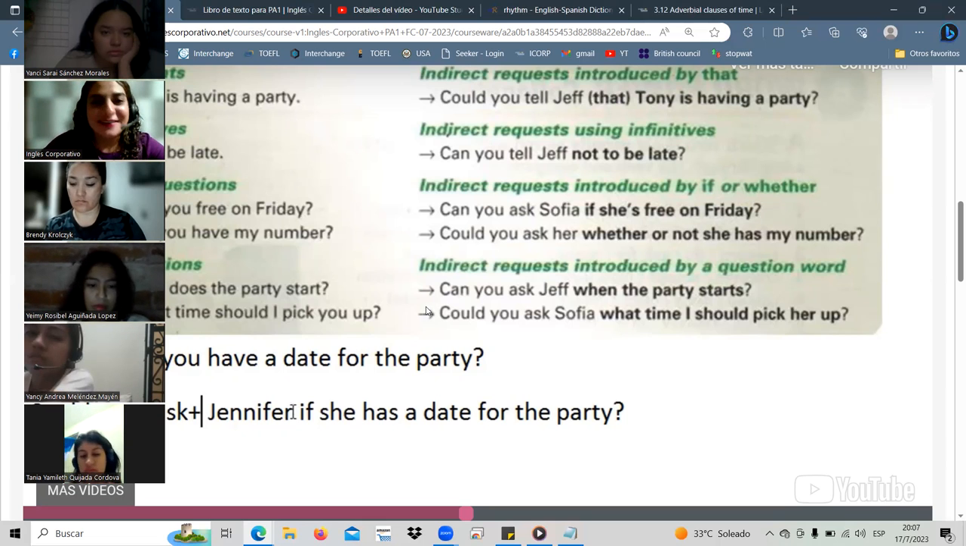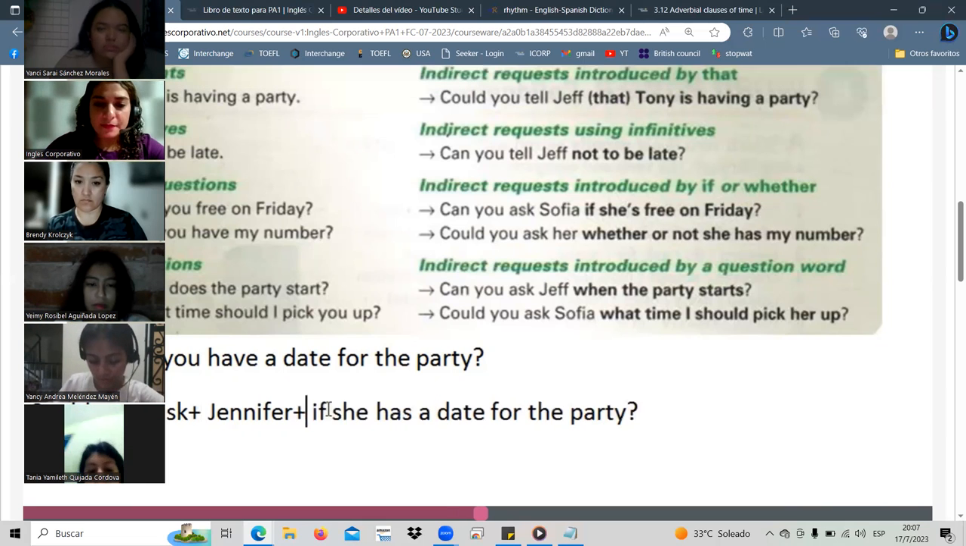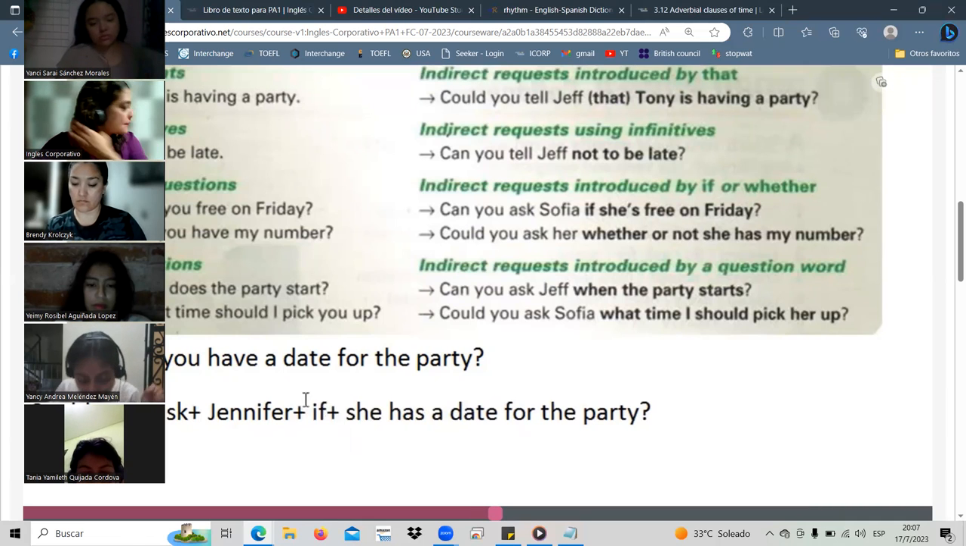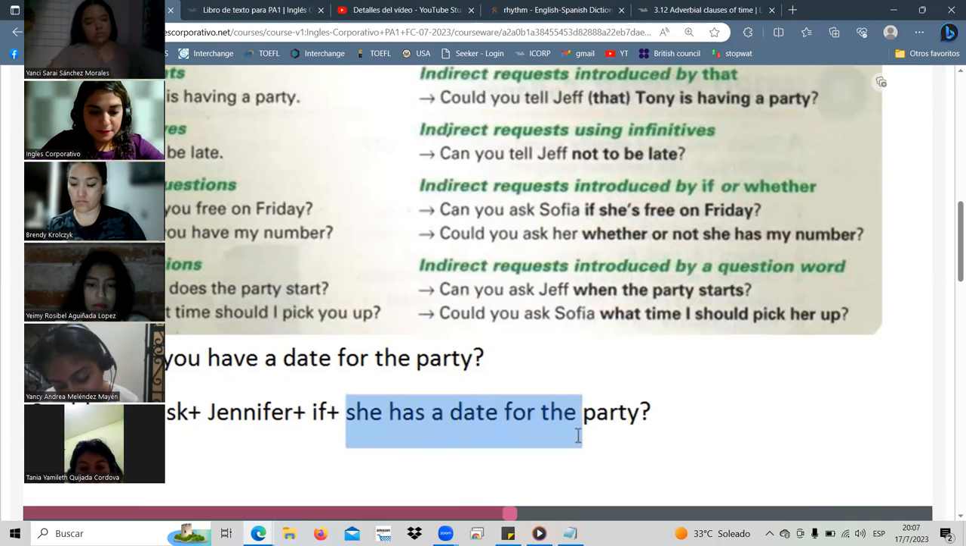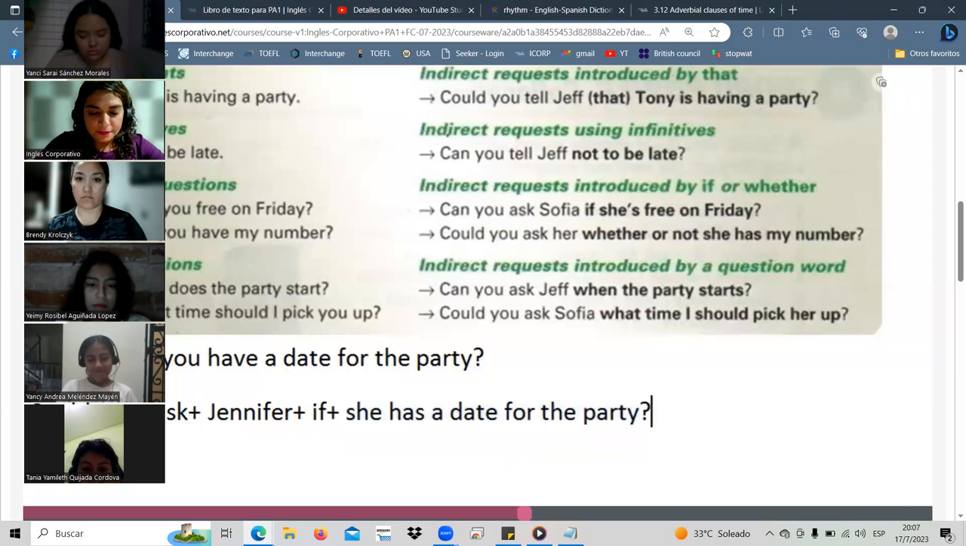Come on. The object, Jennifer, and that follows. Could you ask Jennifer if, and here is the message that we want to give, if she has a date for the party. Notice that we don't include the auxiliary verb in this kind of question. So that will be one way to put it.